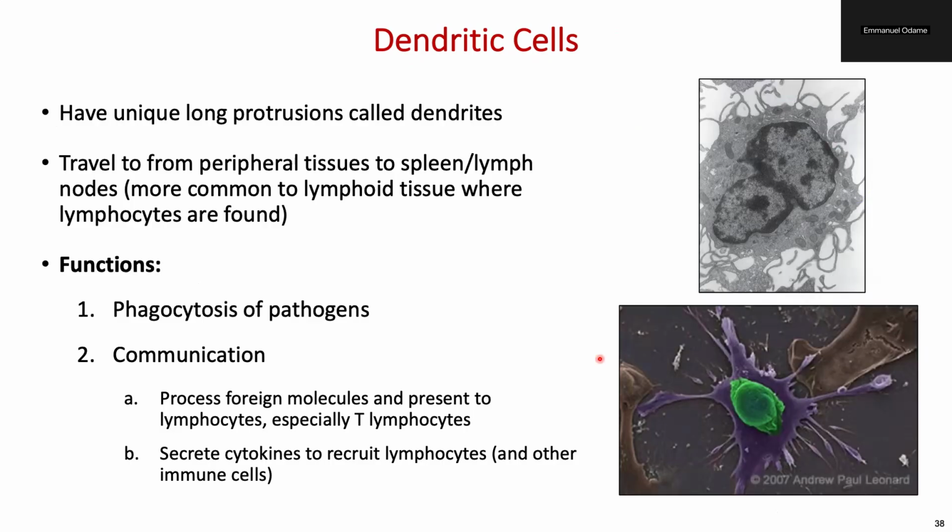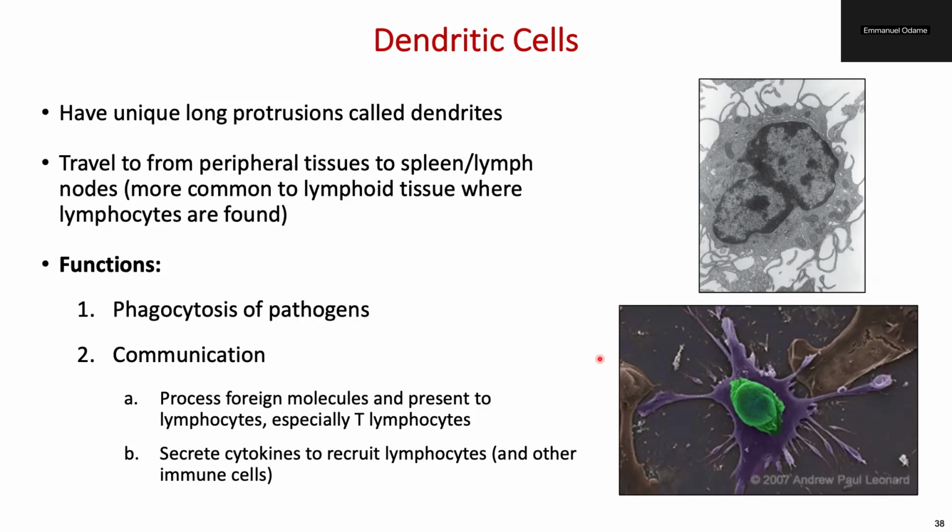Next on our list is dendritic cells. As I said earlier, monocytes grow and become macrophages and also dendritic cells. Now we've discussed macrophages, it's time for us to discuss dendritic cells. They have unique long protrusions called dendrites, hence their name, dendritic cells. They travel from the peripheral tissues to the spleen and lymph nodes, and their main function is similar to the macrophages. As you can see, they are responsible for phagocytosis of pathogens, and they are also involved in communication.